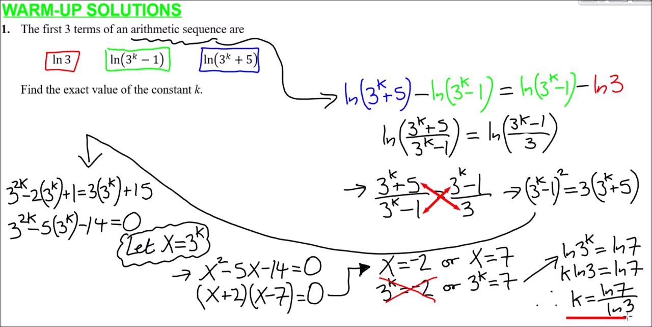So, not the easiest of warm-up questions, but you know what? Sometimes the A-level exams themselves aren't easy either. So, there's number 1. Let's have a look at warm-up question 2.